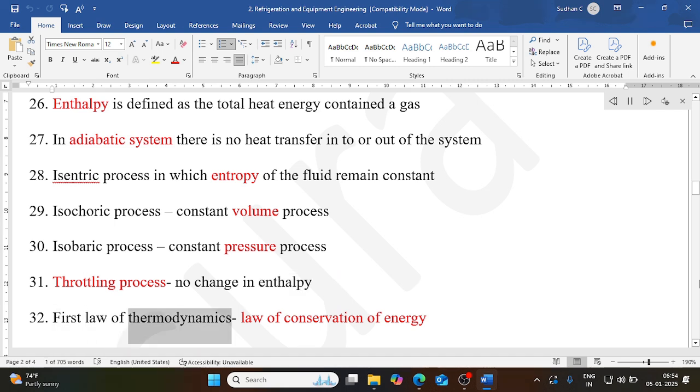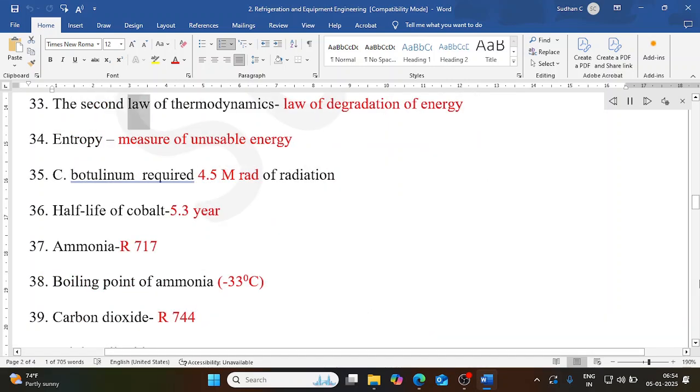First law of thermodynamics: law of conservation of energy. Second law of thermodynamics: law of degradation of energy. Entropy is a measure of unusable energy. C. botulinum requires 4.5 mrad of radiation. Half-life of cobalt is 5.3 years.